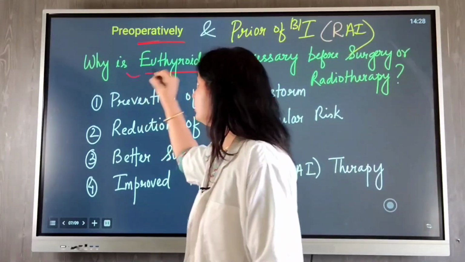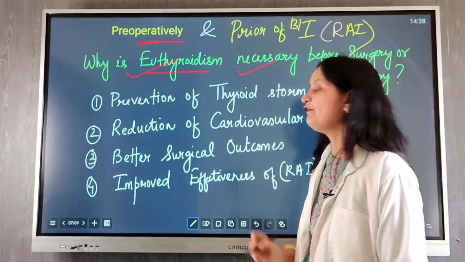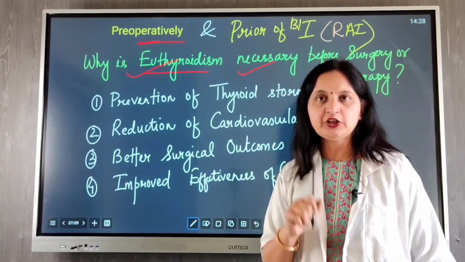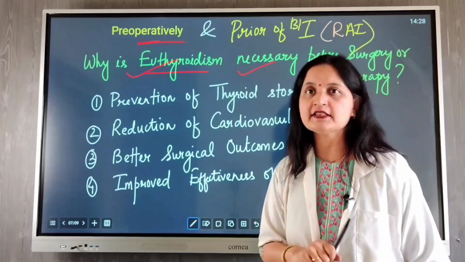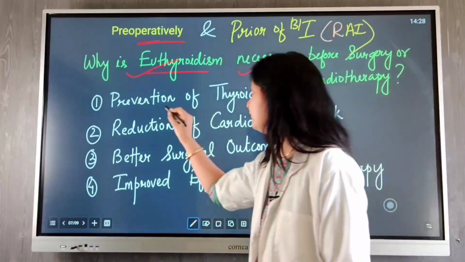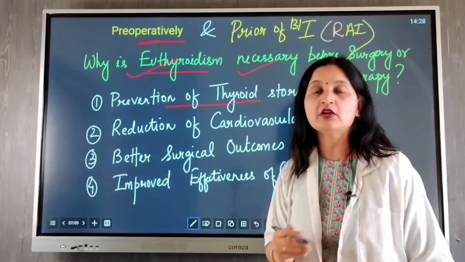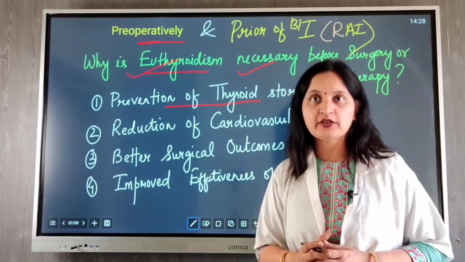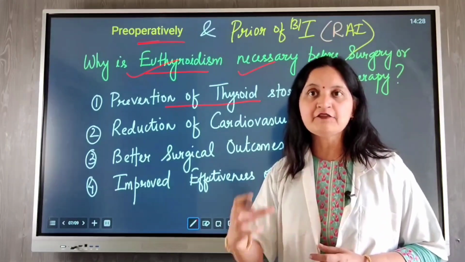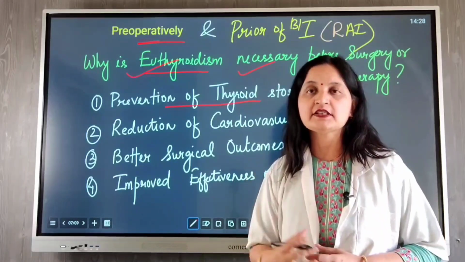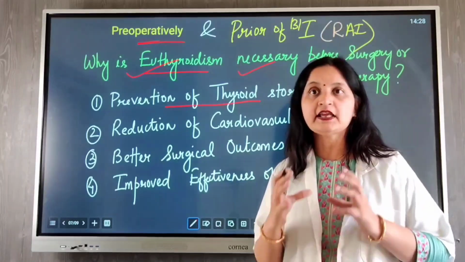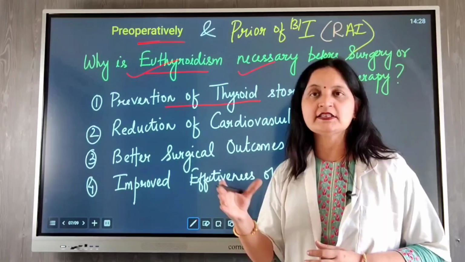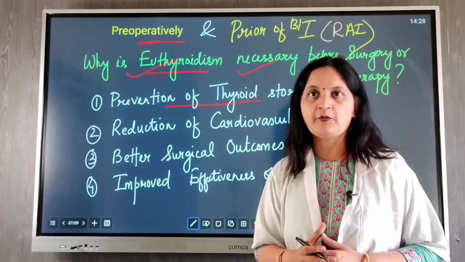So why is euthyroidism necessary before surgery and before radioactive iodine treatment? Firstly, euthyroidism helps to stabilize the thyrotoxic patient and prevents thyroid storm or thyrotoxic crisis, because sudden manipulation of the thyroid gland during surgery causes excessive release of thyroid hormones into the circulation, and this results in thyroid storm. So euthyroidism reduces the incidence of thyroid storm.